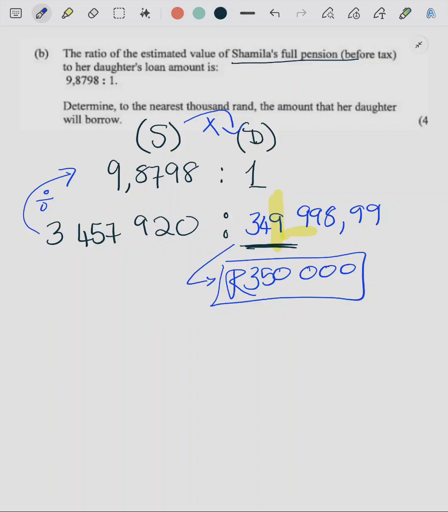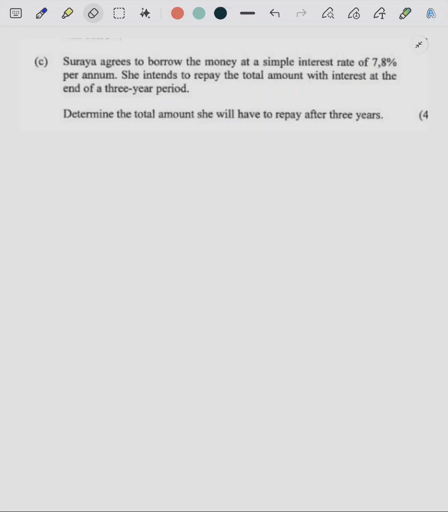Right. Then if we look at C, it's asking us here that Soraya agrees to borrow the money at a simple interest rate of 7.8% per annum. She plans to pay it off with interest at the end of the 3-year period, and they want you to determine how much she will repay after 3 years. So remember, we're not going to use a formula because it is maths lit and they don't mark it if you use the formula. We need to understand conceptually that if it is simple interest, the interest amount that she's going to pay each year is going to be the same. They do tell us this interest is charged per year.